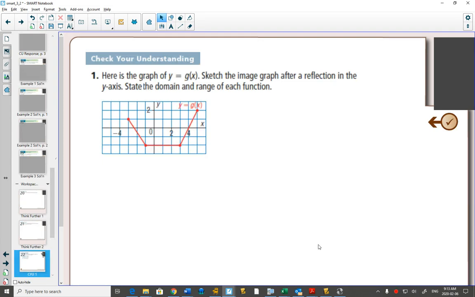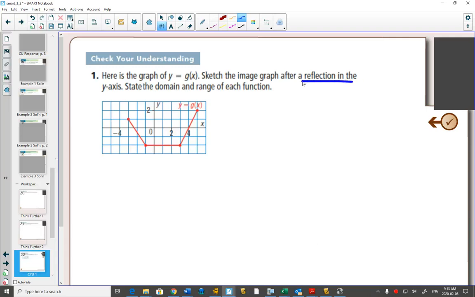Example 1. Here is the graph of g of x. It's just some random graph. We don't even know what equation it would be. Sketch the image after a reflection in the y-axis. So a reflection in the y-axis, that's a horizontal reflection, okay?